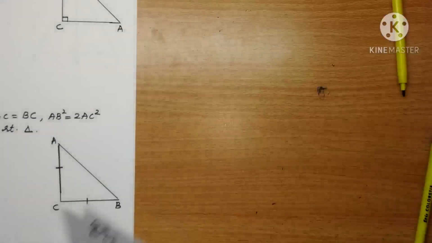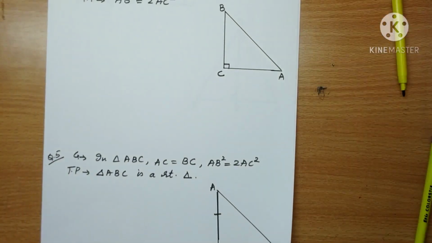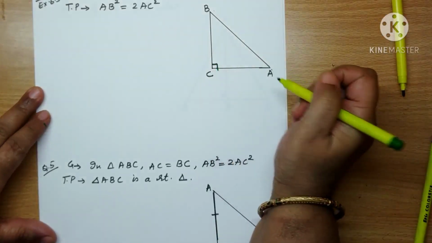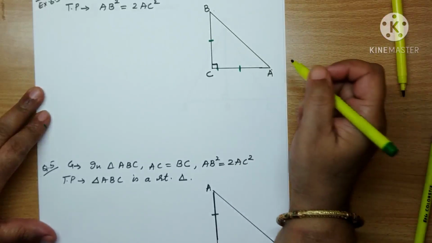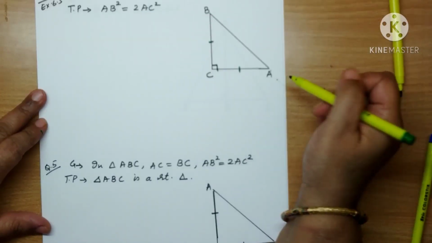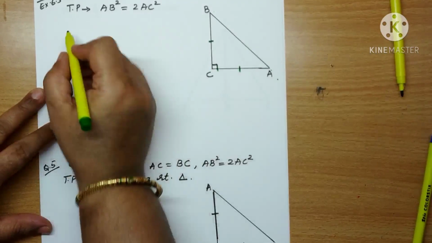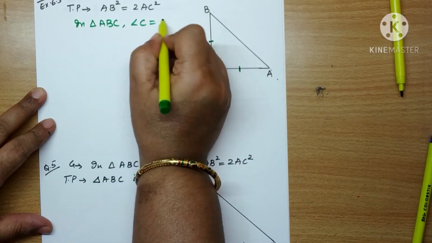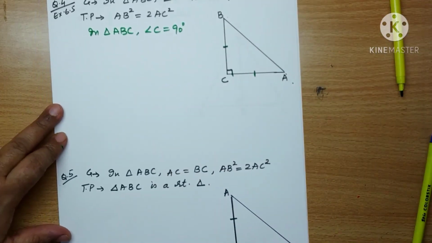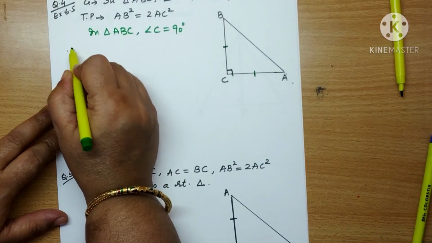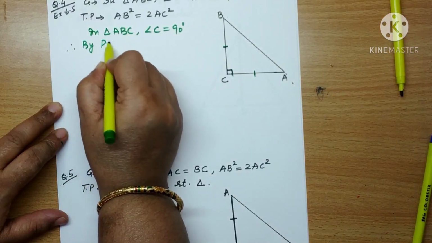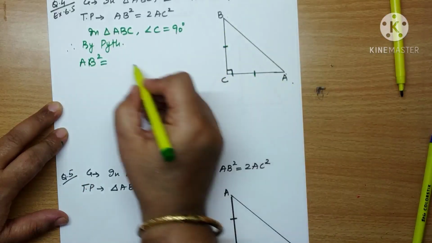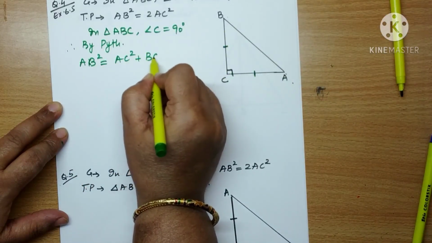Now moving on to question number 4. These are very simple questions, 4, 5. See, in the triangle ABC, he says angle C is 90 and AC is equal to BC. That means he has given us an isosceles right triangle. I need to prove this. Now in triangle ABC, I have angle C 90. This is the sufficient condition for applying Pythagoras. That means I can apply Pythagoras. So therefore by Pythagoras, we have AB square will be equal to AC square plus BC square.